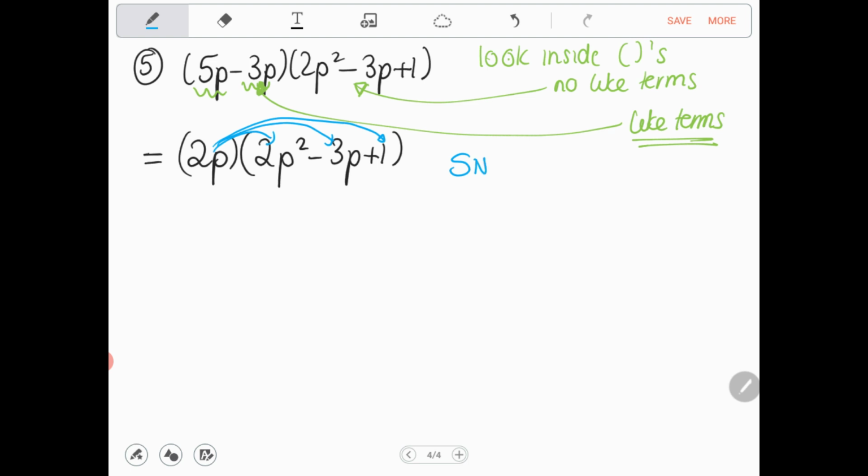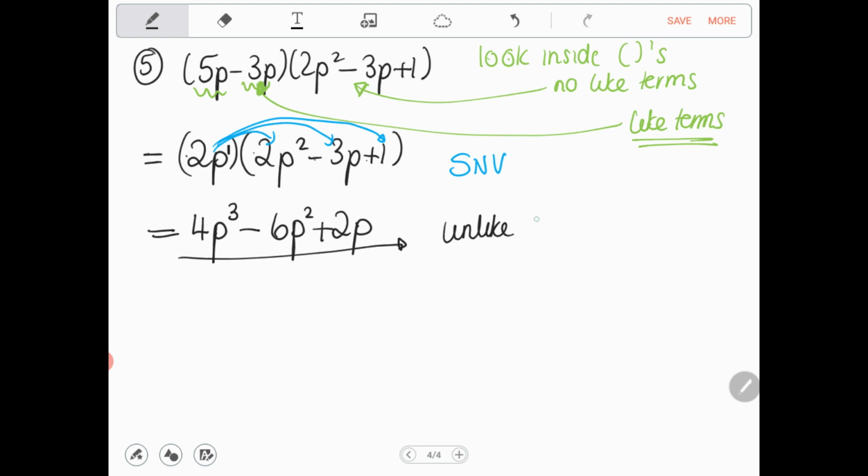Remember, we're doing S, N, V, sign, number, variable. And I'm not going to write them this time. We're going to do it in our head. So we're going to go positive times a positive is a positive. Those are the first two terms. Positive 4, p to the 3. Remember, that's a 1, and we're going to add the exponents. Then we've got a positive times a negative, which gives me a negative 6, p to the 2. And then we go with the last term. Positive times a positive is a positive. 2 times 1 is 2, and then we have our p. And again, these are unlike terms. So leave it as it is. Don't try and add them. You cannot add unlike terms.